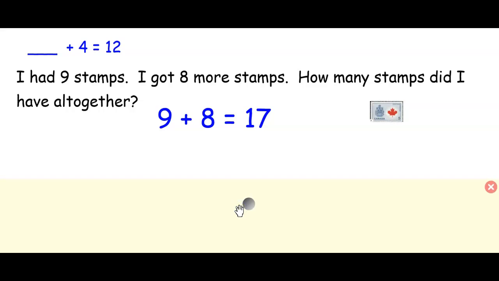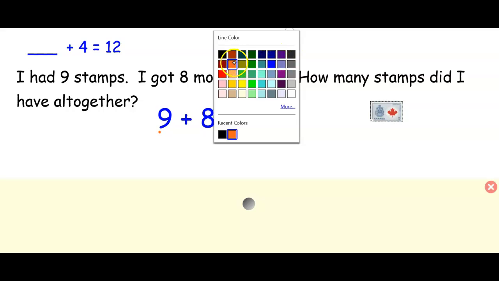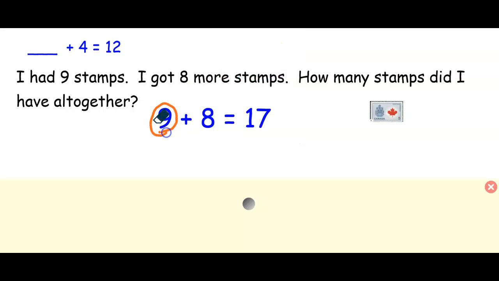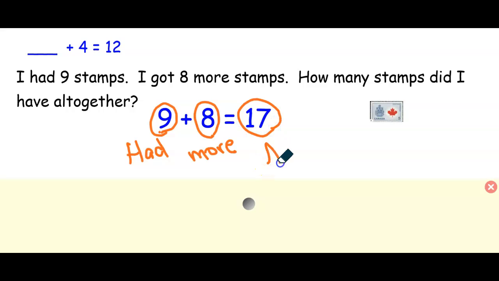So it's important for us to know what each of these numbers stands for. So the first one, the 9, is how many we had. So we had 9. The 8 is how many more. We have 8 more. And the 17 is how many we have all together. So it's important to know what each of those numbers mean.